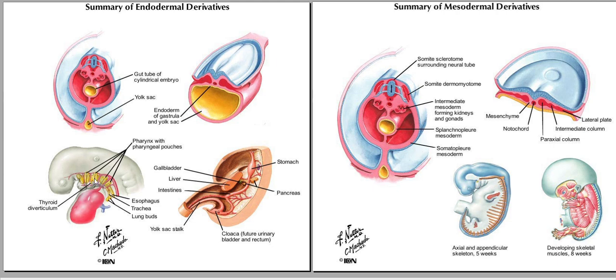The pharyngeal apparatus. These are the pharynx with the pharyngeal pouches too, and the thyroid diverticulum over here, the esophagus, trachea, lung parts. Okay, so here, gallbladder, liver, see the intestines too, and the yolk sac stalk to the cloacal membrane. Okay, that's future allantois, future urinary bladder and rectum. Have the stomach, the pancreas too.